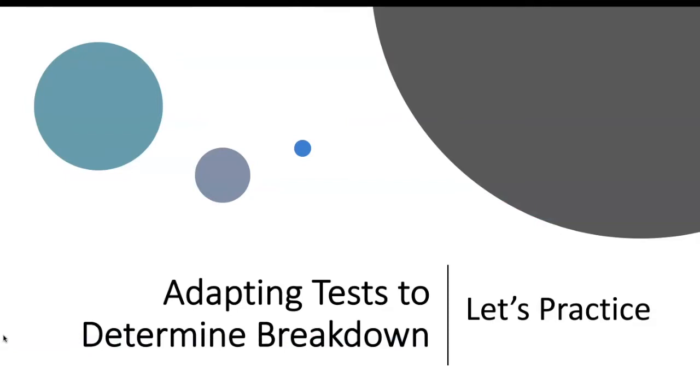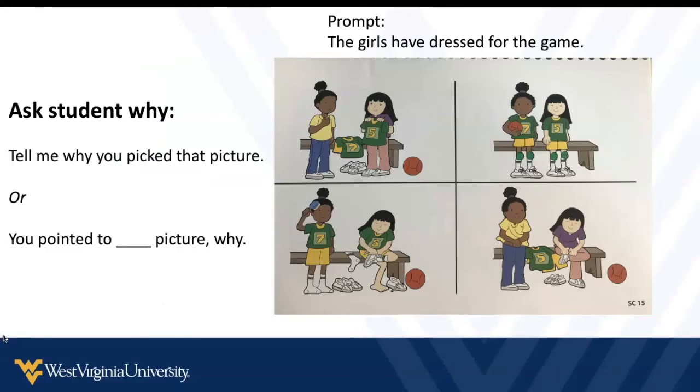So adapting tests to determine the breakdown. We're going to talk about what that might look like. If you were going to ask a student why, on the Self-5, there's the sentence prompt where I read the sentence and the student's supposed to point to the matching picture. On this particular one, I say, point to the girls have dressed for the game.